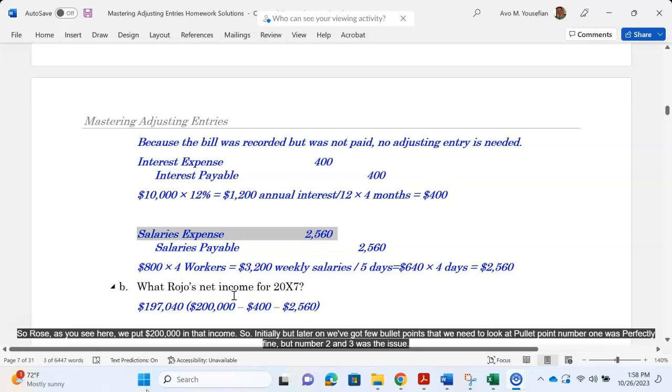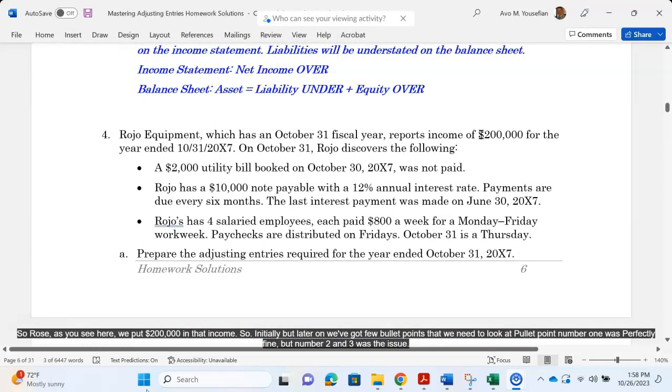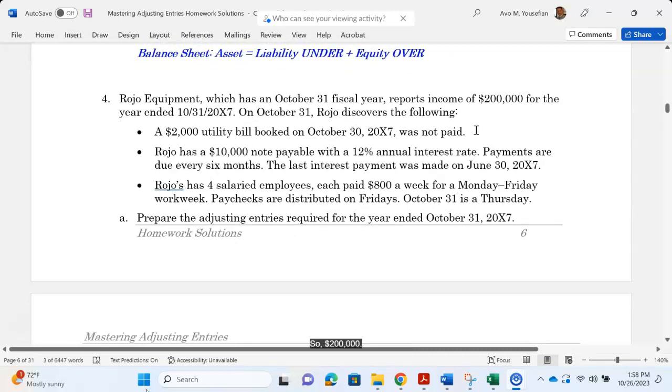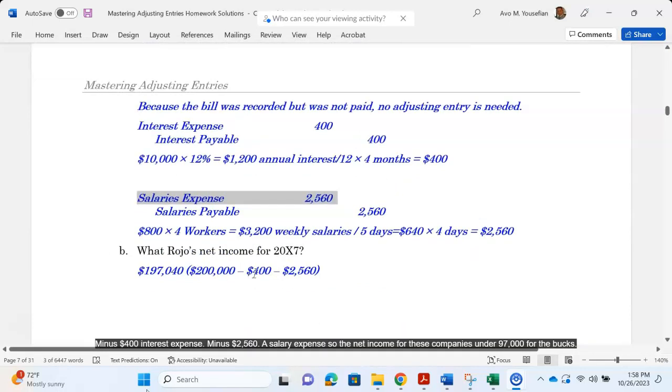And what would be the net income for Rojo? So Rojo's, as you see here, reports $200,000 net income. So initially, but later on, we got few bullet points that we need to look at. Bullet point number 1 was perfectly fine, but number 2 and 3 was the issue. So $200,000 minus $400 interest expense, minus $2,560 salary expense. So the net income for this company is $197,040.